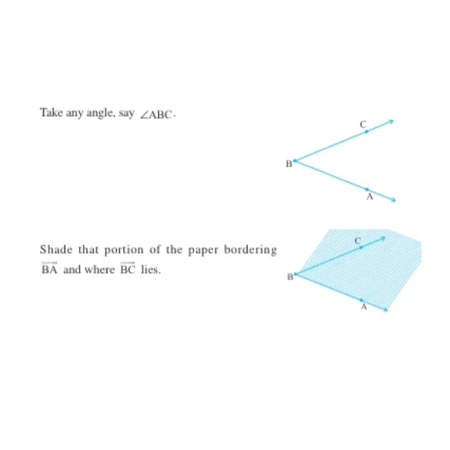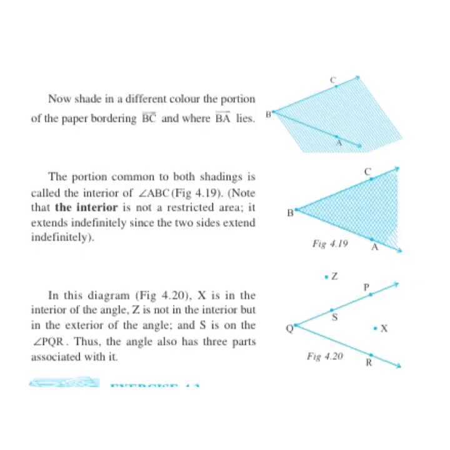Now children, you have angle ABC here. So shade the portion of the paper bordering ray BA and where ray BC lies. Children, now shade in a different way the portion of the paper bordering ray BC and where ray BA lies. Children, you can observe that the portion common to both shadings is called the interior of the angle ABC. The dark color area is the interior of angle ABC.